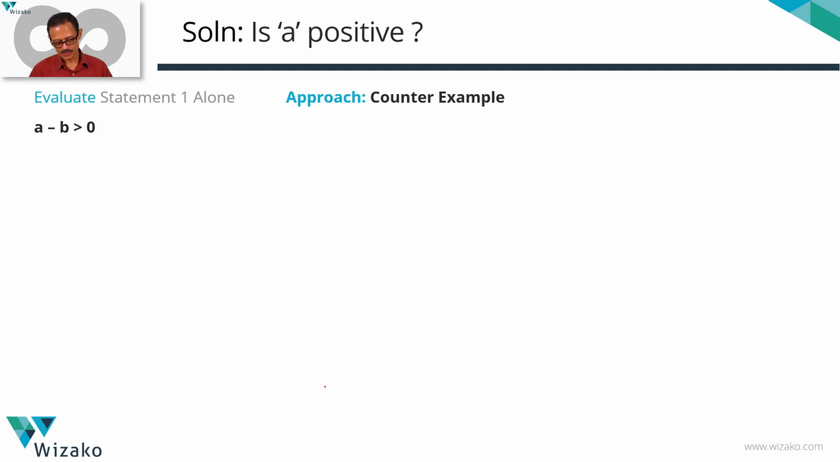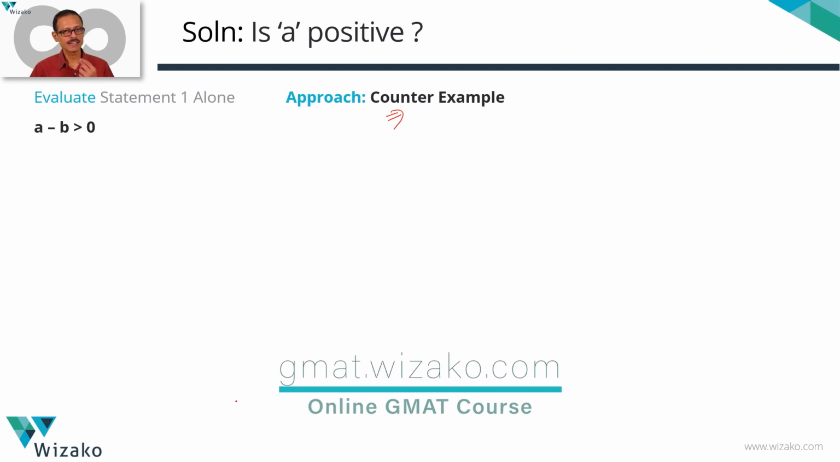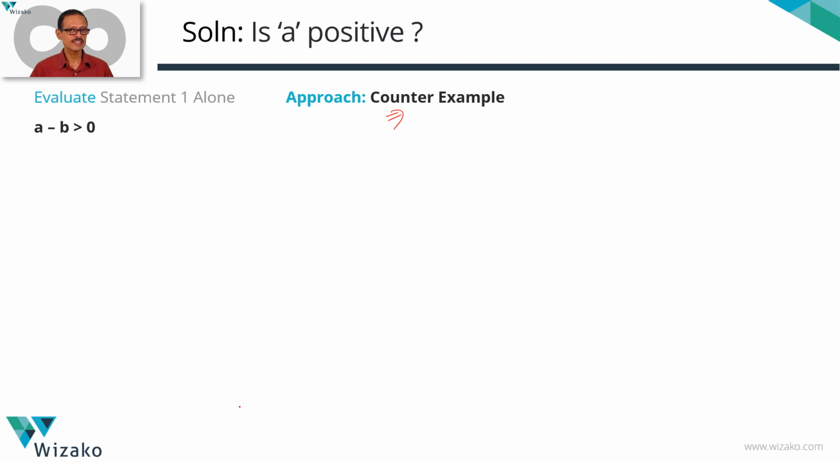Start with statement 1. Statement 1 says A minus B is greater than 0. The approach I'm going to take is counterexample. So let's look for one example where A minus B is greater than 0 and A is positive, and another example where A minus B is greater than 0 and A is negative. What does this translate to? A minus B greater than 0 points to the fact that A is greater than B. A is greater than another number B.